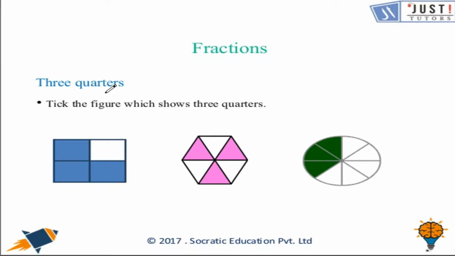Now here we are with a question about 3/4. We have to take that figure which shows 3/4. Now have a look at the first figure. We have to tick if it is 3/4. This shape has been divided into 4 equal parts, and out of 4 equal parts, 3 of them are shaded with a color, leaving just one behind. So these 3 amount to 3/4.